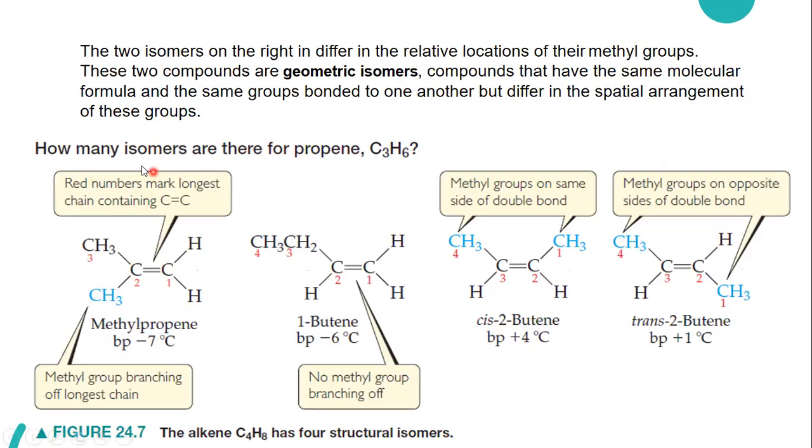So we have what we call an isomer, a geometric isomer of your alkene. Since these alkenes, the two isomers below, differ in the relative locations of their methyl group, these two compounds are called geometric isomers.